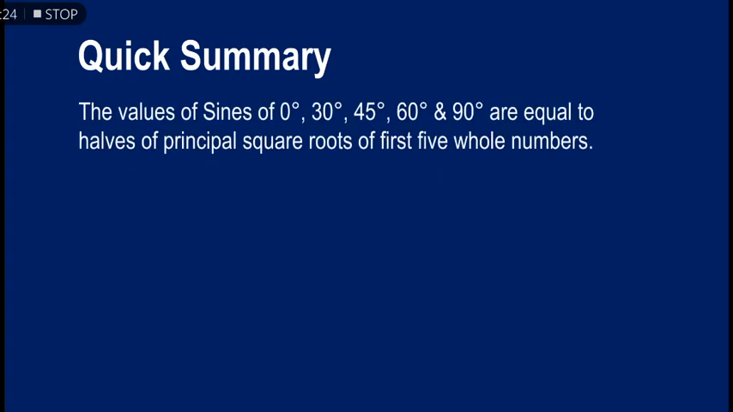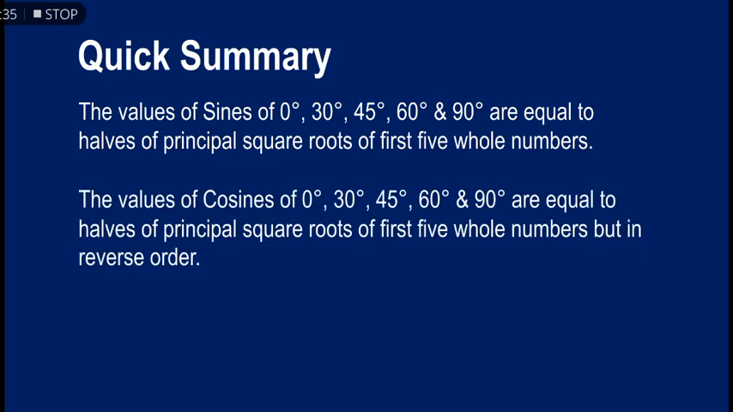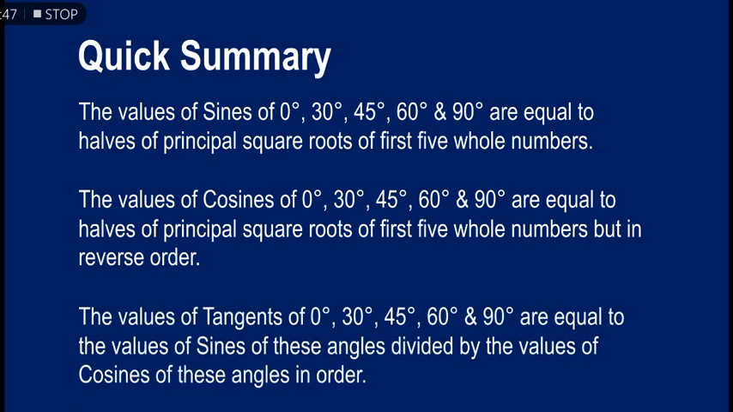The values of sine of 0 degree, 30 degrees, 45 degrees, 60 degrees and 90 degrees are equal to halves of principal square roots of first 5 whole numbers. The values of cosine of 0 degree, 30 degrees, 45 degrees, 60 degrees and 90 degrees are equal to halves of principal square roots of first 5 whole numbers but in reverse order. And the values of tangents of 0 degree, 30 degrees, 45 degrees, 60 degrees and 90 degrees are equal to the values of sines of these angles divided by the values of cosine of these angles in order.